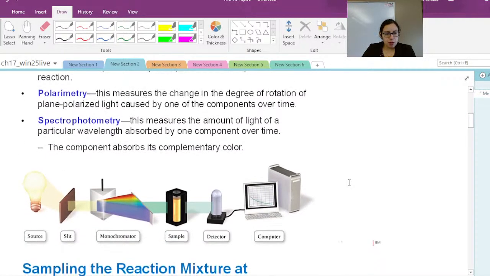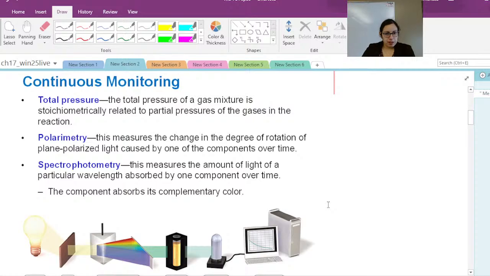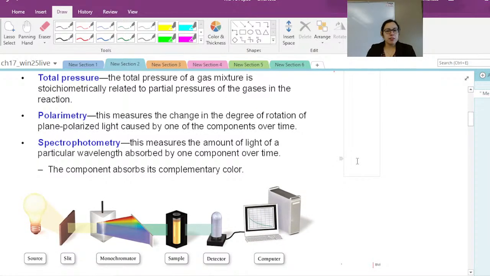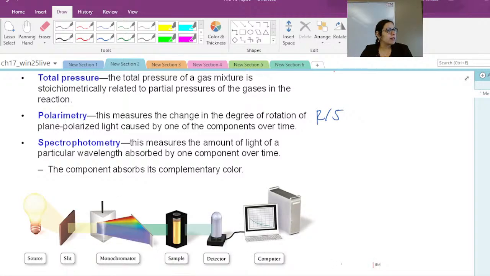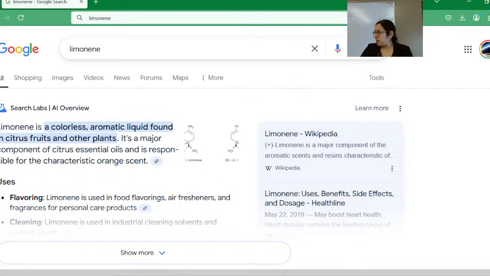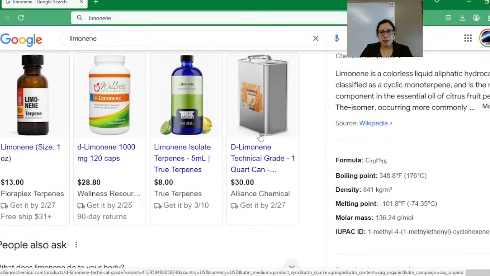And then your book mentions other possible monitoring systems. You could measure pressure with a gas mixture, but you'd have to have a pretty specialized setup for this. Polarimetry is where you measure basically chirality, like an R versus S conformation. So let's look up some example. I'm not actually sure where it'd be too helpful. Again, it's very scenario specific.